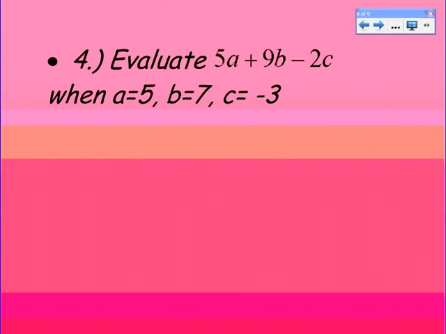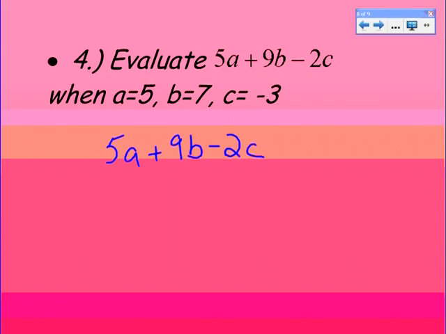As you can see, they're getting a little longer. Now we have 3 different variables to work with. We have an A, a B, and a C. You might see those a lot too. I know I said X's and Y's, but you can see the A's, B's, and C's also. First step, rewrite it. I have 5A plus 9B minus 2C.